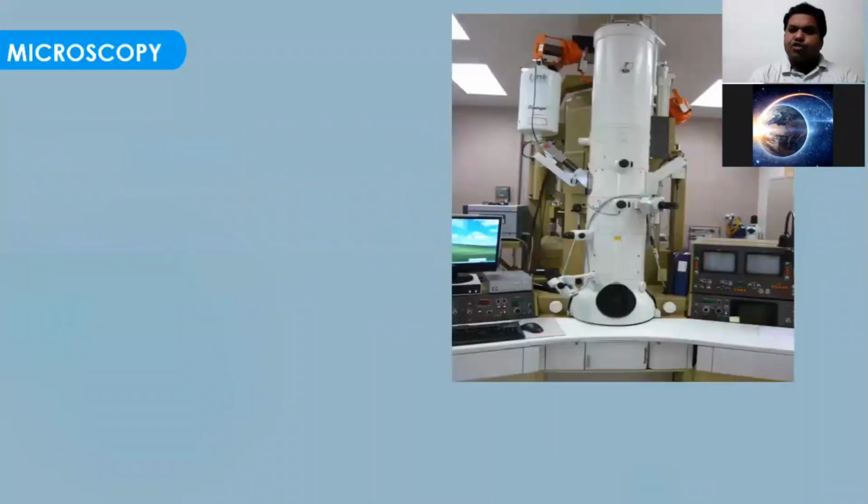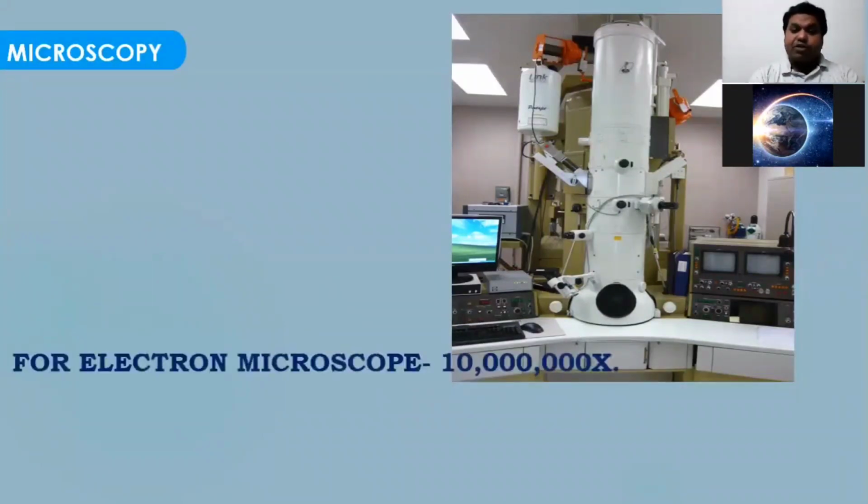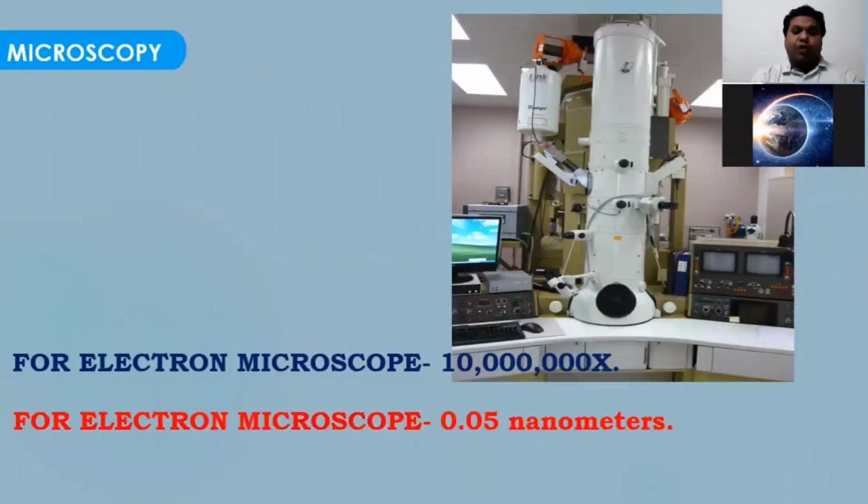Now let's see the instrument. Yes, you can identify the electron microscope. Now what is great about this? For the electron microscope, magnification power is 1 crore times. And the resolution is 0.05 nanometers. So definitely very, very high.